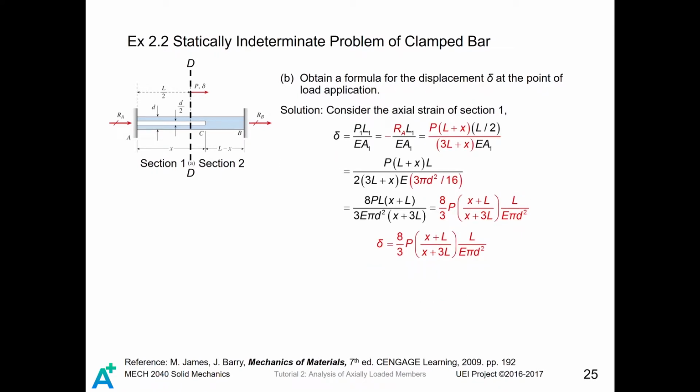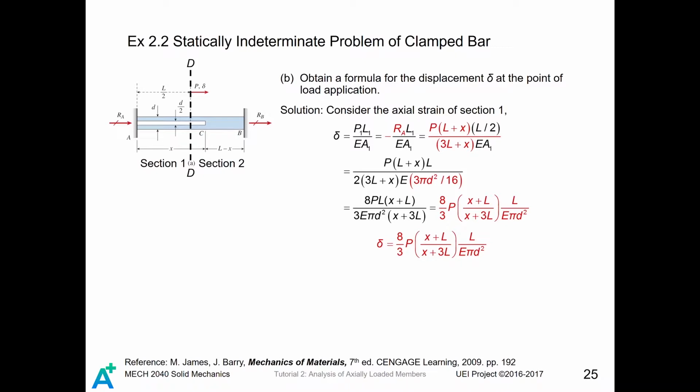For part B, we have to obtain a formula for the displacement delta at the point of load application. What does that mean? That means when you apply a load here, then you will stretch section AD to the right hand side and compress CD on the right hand side. That means you are going to stretch AD and compress DB. Then there will be a little displacement on the point that you applied the load.